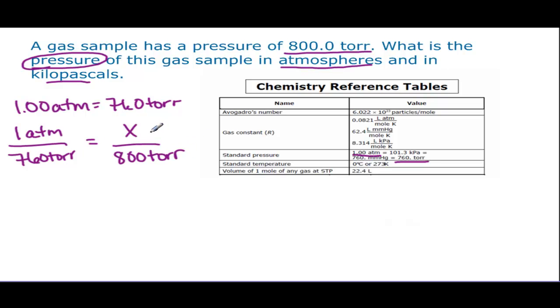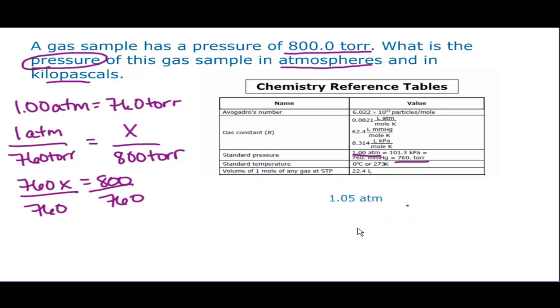So when I cross multiply this, I'm going to get 760 times x equals 800. So I divide by 760 and I get an answer of 1.05 ATM.